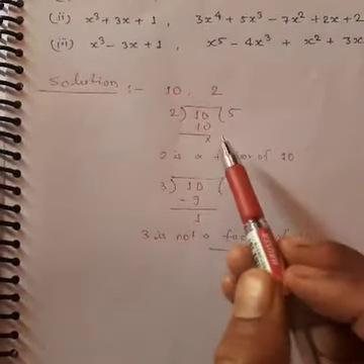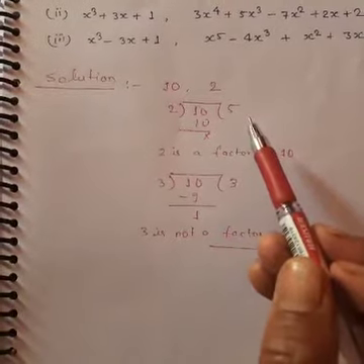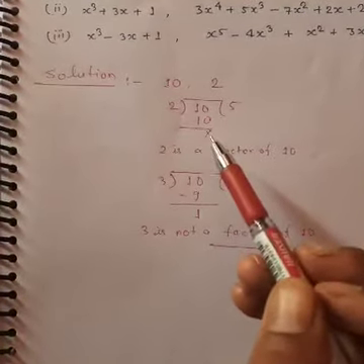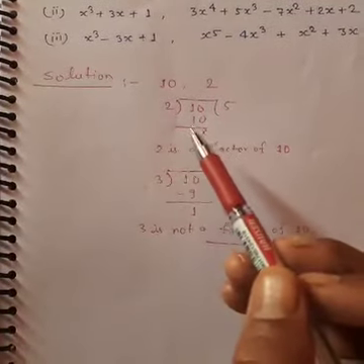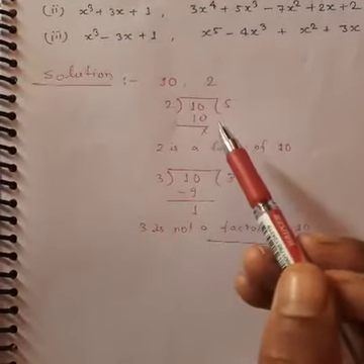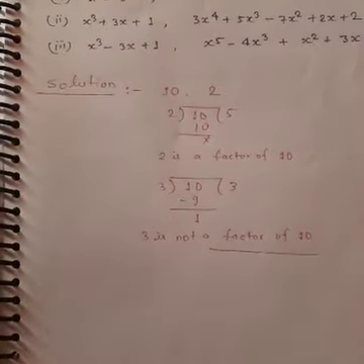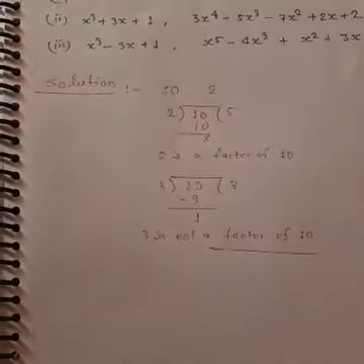So whenever one number is divided by the other number and the remainder is 0, then we can say that the divisor is a factor of the dividend. Here 2 is a factor of 10, but 3 is not a factor of 10.